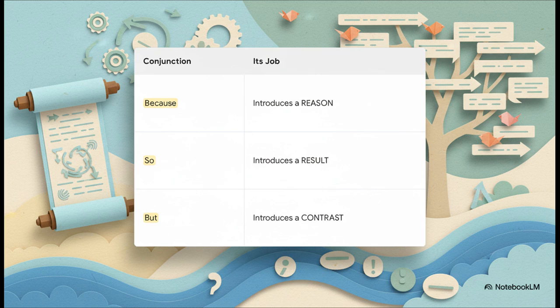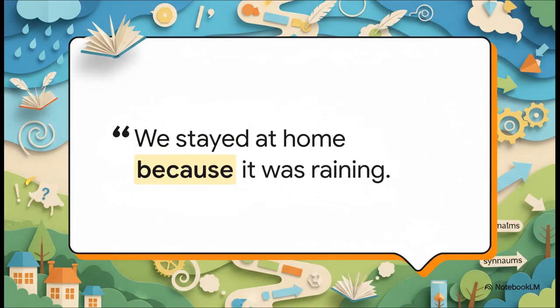You've got because, which tells you the reason for something. Then there's so, which shows you the result. And but, which, well, that introduces a surprise or a contrast. Just three little words, but they create totally different connections. So let's try because first. If we use that, we're explaining the reason, the why. So it becomes, we stayed at home because it was raining.